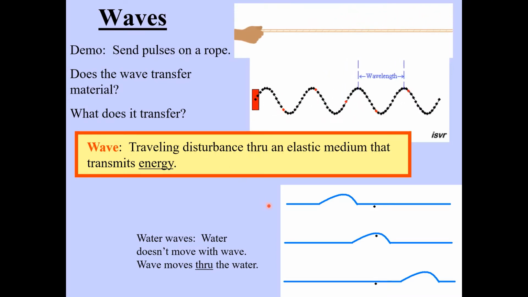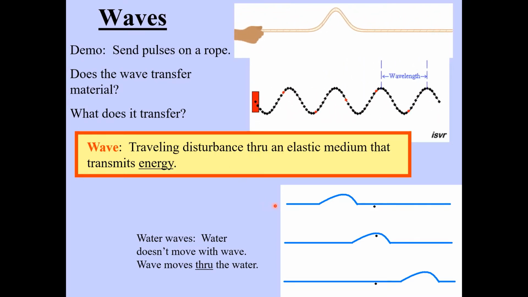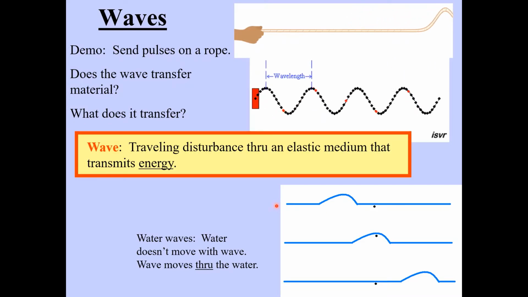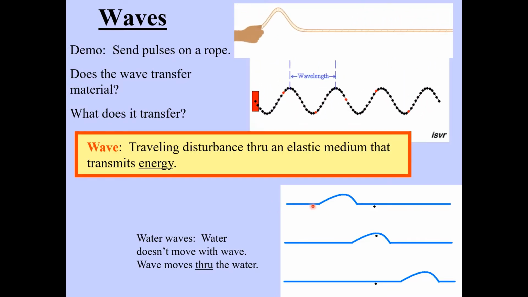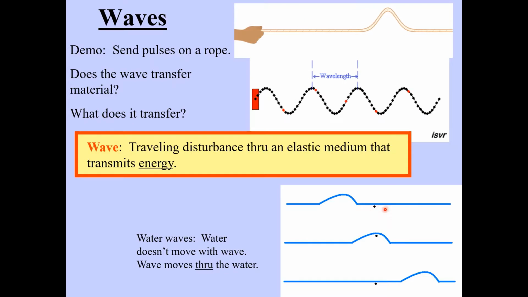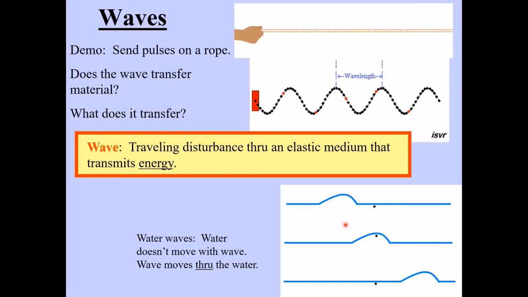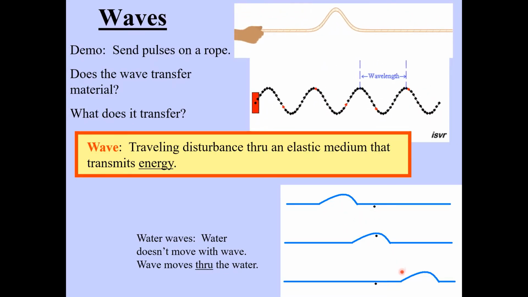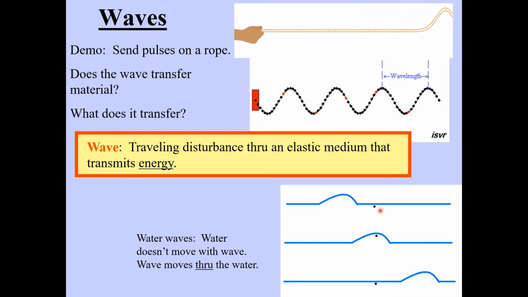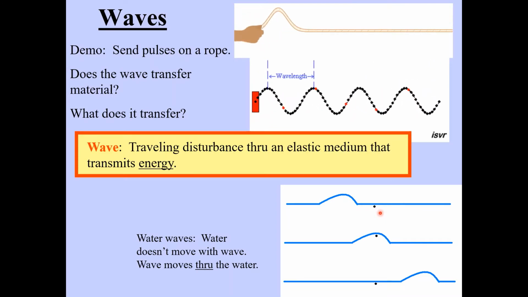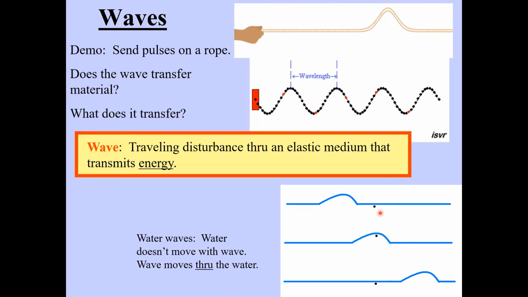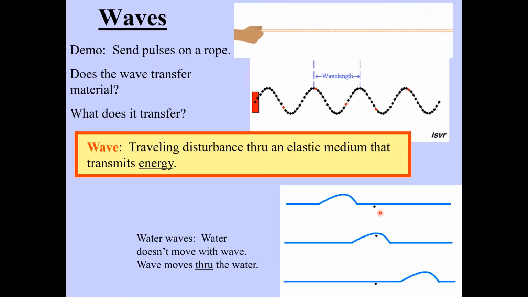Another example to show some of these features is when we think about waves in water. So if we think about a wave on the ocean or a lake that's moving, this is showing 3 different snapshots, and let's say there's something floating in the water right there. It might be a jellyfish or an empty bottle or something like that.